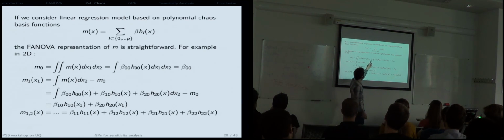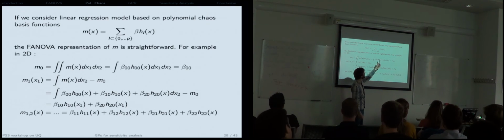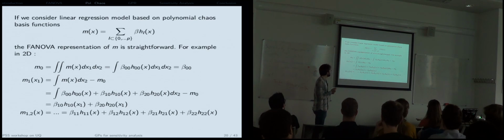If I compute this integral, I know that all the terms that are not h00 have a zero integral. So all the terms in the sum disappear except this one. And I know that the integral of h0 is equal to 1 because it's a normalized function. So I just end up with the term beta 0,0.